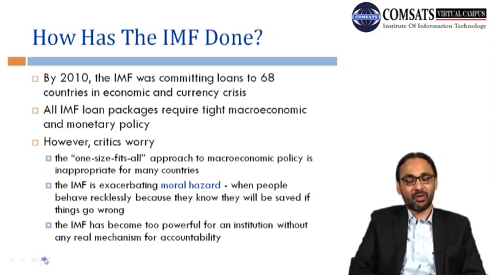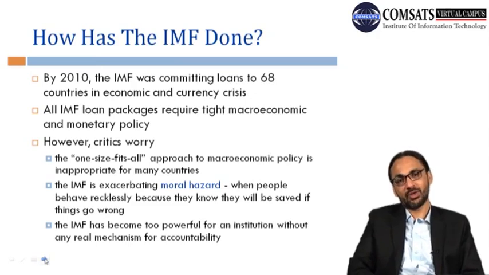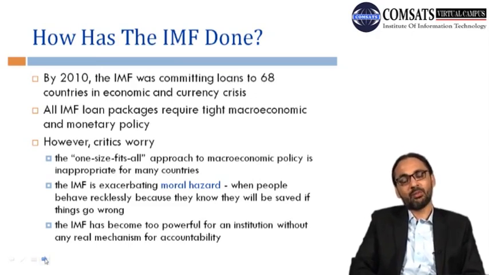The next one is that the IMF is exacerbating moral hazard: more people behaving recklessly because they know they will be safe if things go wrong. The second thing they say is that despite the IMF observing crony capitalism and corruption, and the people just destroying the money that the IMF provides as a loan, which just disappears within the hands of the elite, even then the IMF keeps providing them loans. This is the second reason.